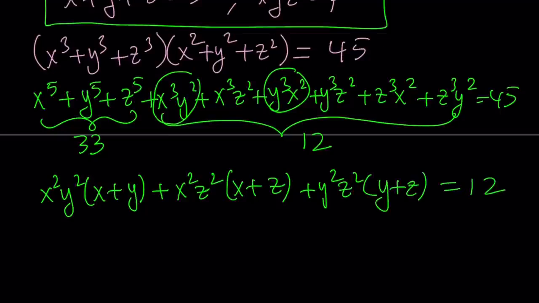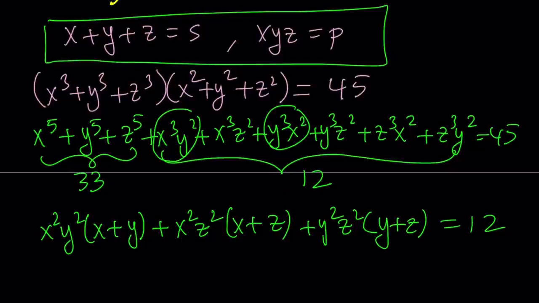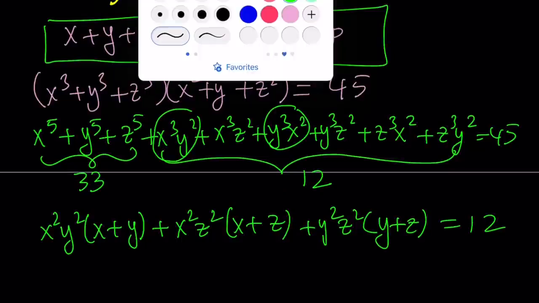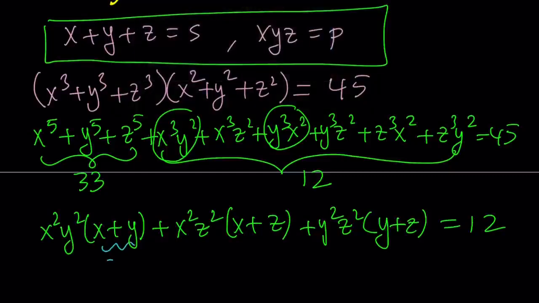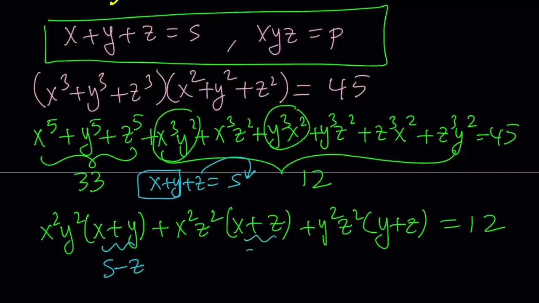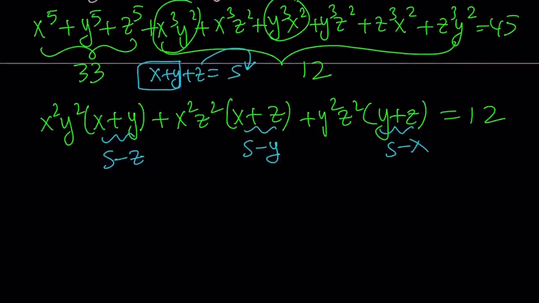Now, in this case, we have the x plus y. We don't have the x plus y plus z, but we can definitely use the sum, the s, to write x plus y in terms of something. And this is what it looks like. So I'm going to replace x plus y with s minus z, since x plus y plus z is equal to s. And if you're trying to isolate x plus y, you can do it by subtracting z from both sides. And we can definitely do this for all of these. This can be written as s minus y, and this can be written as s minus x. So this gives us something nice.